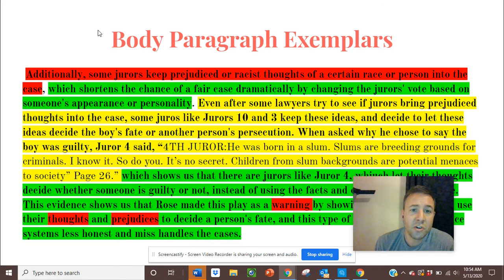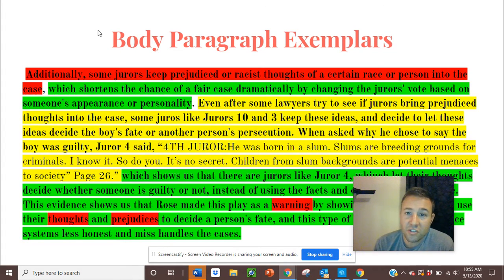Additionally, some jurors keep prejudice and racist thoughts of a certain race or person into the case. So there's his assertion, that some jurors are racist. He added some of his extra thinking, which is why I put it in green: which shortens the chance of a fair case dramatically by changing the juror's vote based on someone's appearance or personality. So now he's going to give us some context about the jurors that he's focusing on.